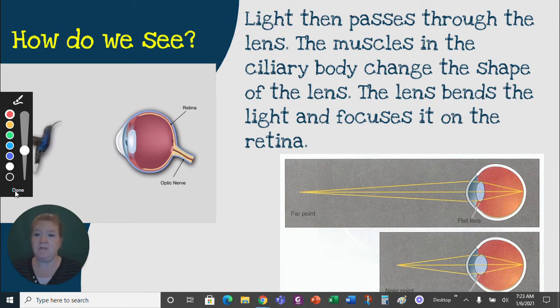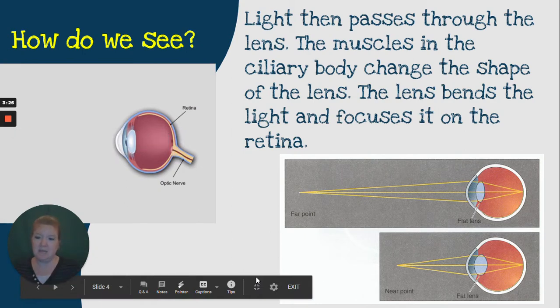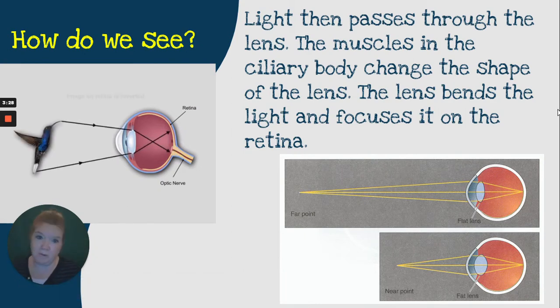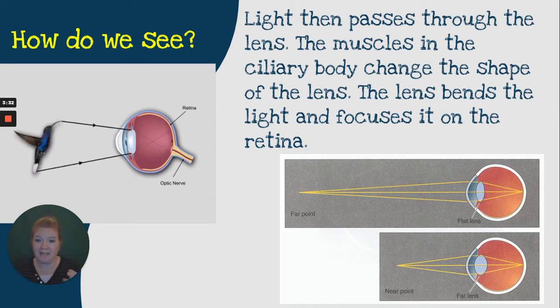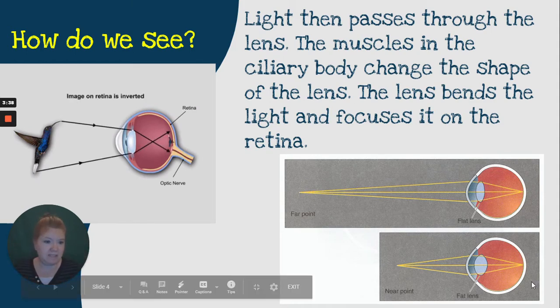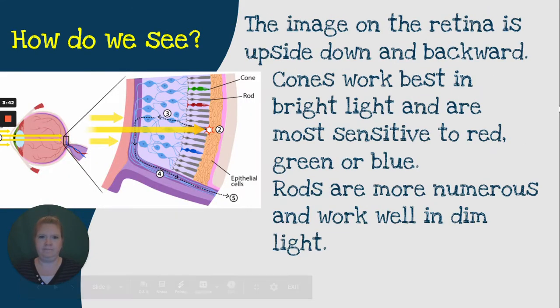Now, what happens is normally when you're looking at something that's far away, your lens stays in that relatively sort of flat, normal shape. But when you're looking at something up close, your lens becomes fatter in the center. And that's to enable the light to be focused still at the back of the retina. And the interesting thing, the image on the retina is upside down and backward, okay?